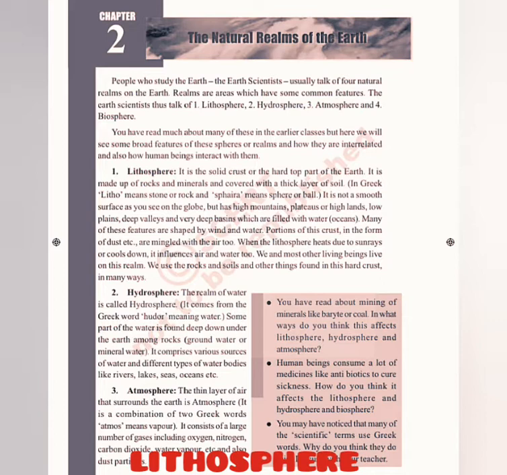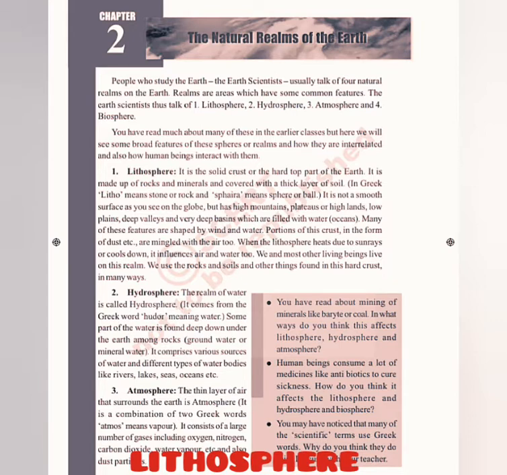In Greek, litho means stone or rock, and sphaira means sphere or ball. It is not a smooth surface as you see on the globe. When you see the globe, it looks very smooth. Why does the lithosphere not appear smooth? Because it has different kinds of landforms. For example, it consists of high mountains, plateaus, low plains, deep valleys and very deep basins. Very deep basins filled with water.